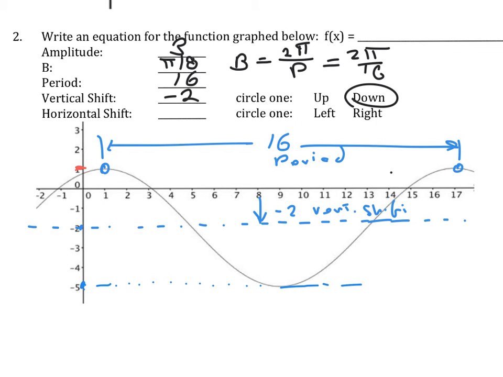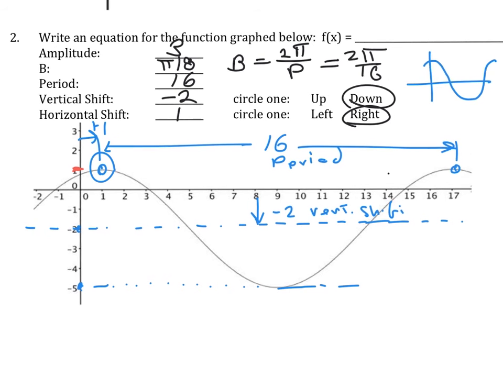So this positive peak here, that's the feature that's closest to the y-axis. And if this were a cosine curve, cosine starts at its maximum on the y-axis. So I'd say this is most similar to a cosine curve, and I'd like to call it a horizontal shift of a cosine curve. And it's a shift to the right of 1 unit. So our horizontal shift is 1, to the right.